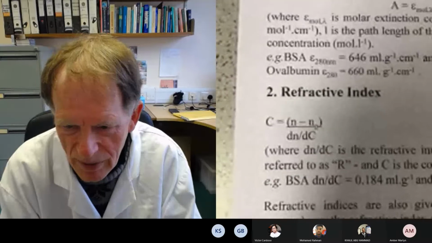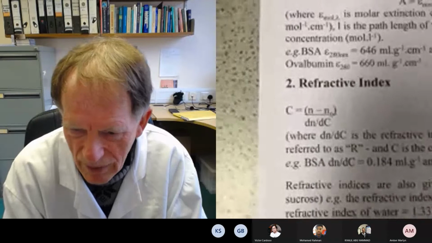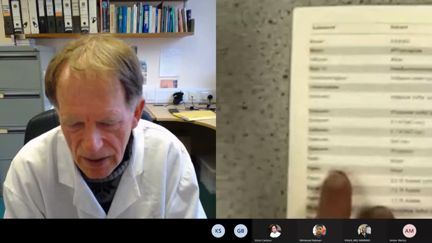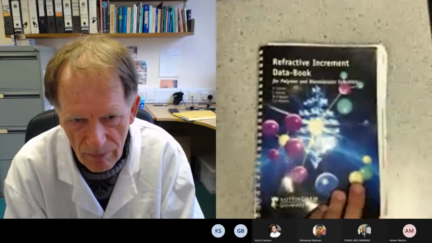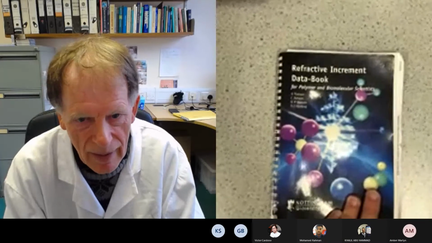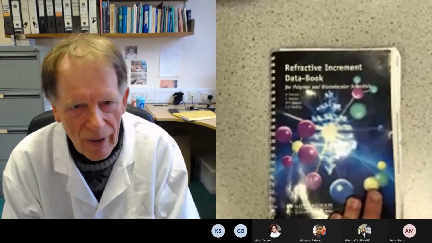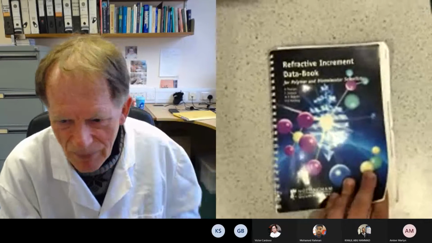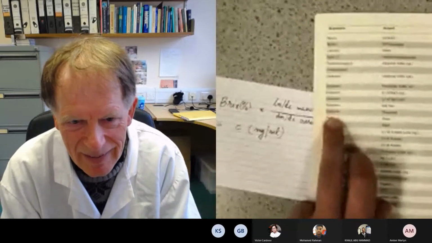So for proteins, it's about 0.19 mils per gram, and for carbohydrates, it's about 0.15, 0.16 mils per gram. And yeah, all the values are in this wonderful refractive increment data book. Very pretty picture. And we can find for albumin exactly as well.